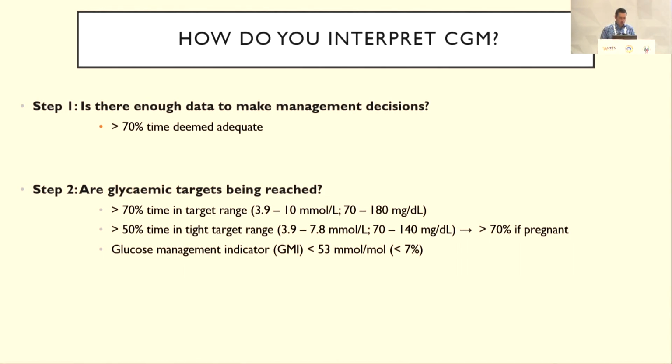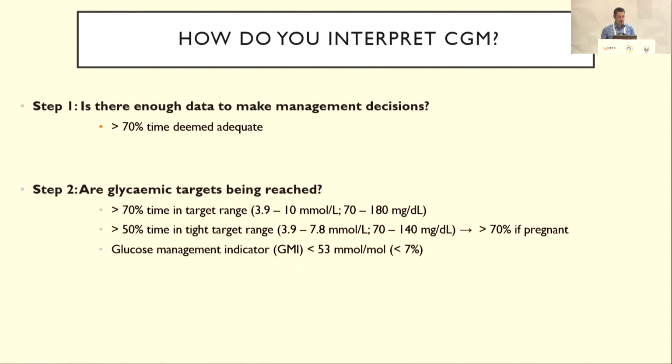Now, for most people, we're aiming for at least 70% time in range. So that's glucose levels between 3.9 to 10 millimole per litre, or between 70 to 180 milligram per decilitre if you use those units. Now, that is obviously customisable, but that is the mainstay. Time in tight target range is becoming increasingly more commonly used. So that's aiming for at least half of glucose levels between 3.9 to 7.8 millimole per litre. That's also great in adults. It's the same target range we use in pregnancy, but we're aiming for greater than 70% in pregnancy.